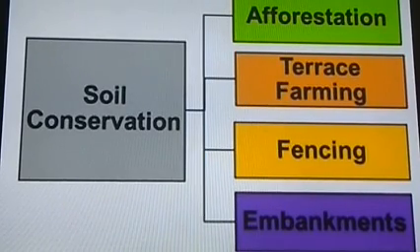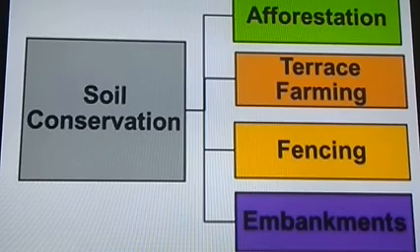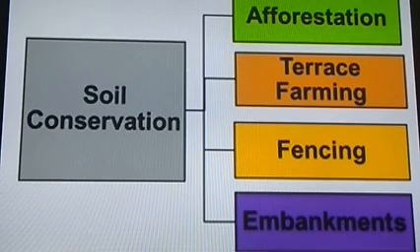Students, now the question arises, how does this erosion get stopped? So, the answer is we have to conserve the soil. We have to protect the soil, because as I told you, soil takes several years for its formation. So we should conserve the soil. What are the different ways by which we can conserve the soil? These are afforestation, terrace farming, fencing, and embankments.